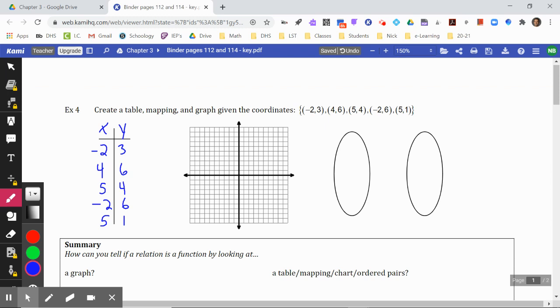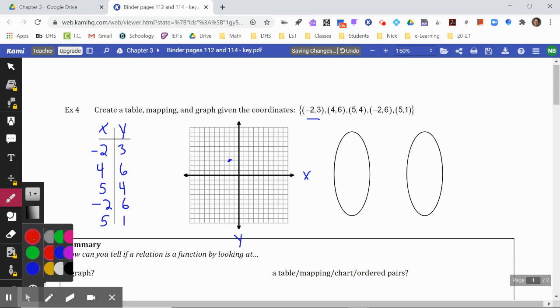So now we're going to plot all these points on this graph here, all right? Remember when we graph our functions, we've got the x-axis going left and right, and we've got our y-axis going up and down. All right, so -2, 3 means -2 on our x and +3 on our y-axis. It's going to be right there.